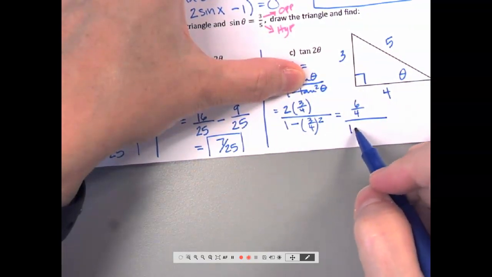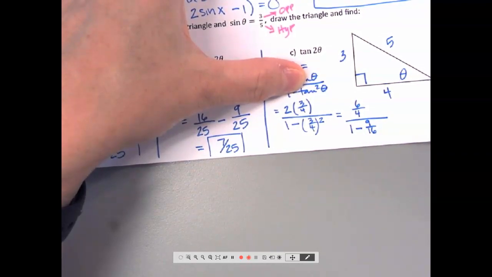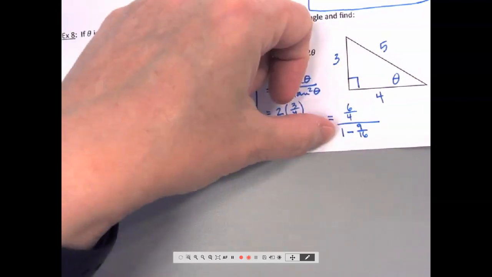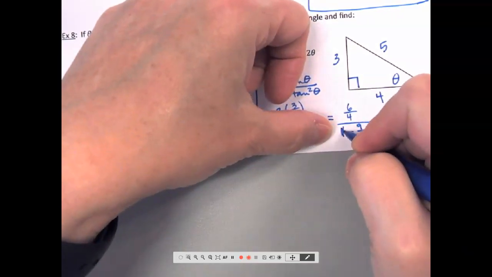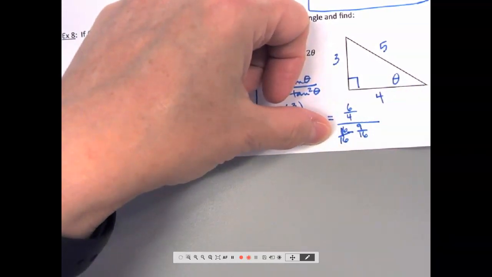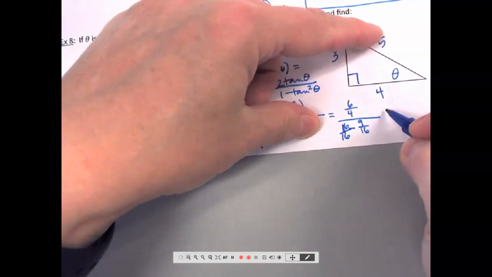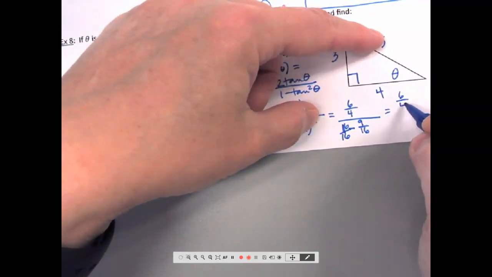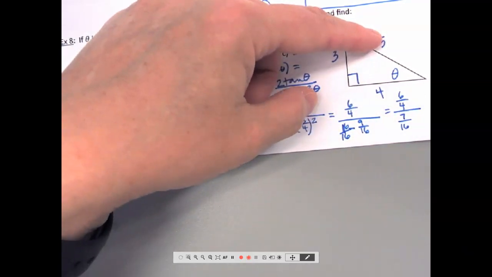Okay, 1 minus 9/16. If I made 1 minus 9/16 have common denominators, what would 1 become? 16/16. What is 16/16 minus 9/16? 7/16. Okay, so I have 6/4 over 7/16.